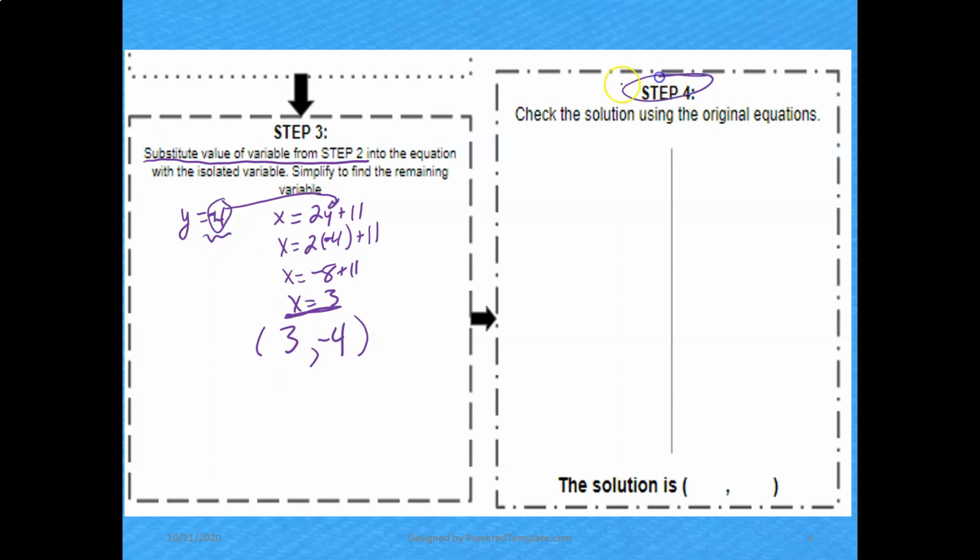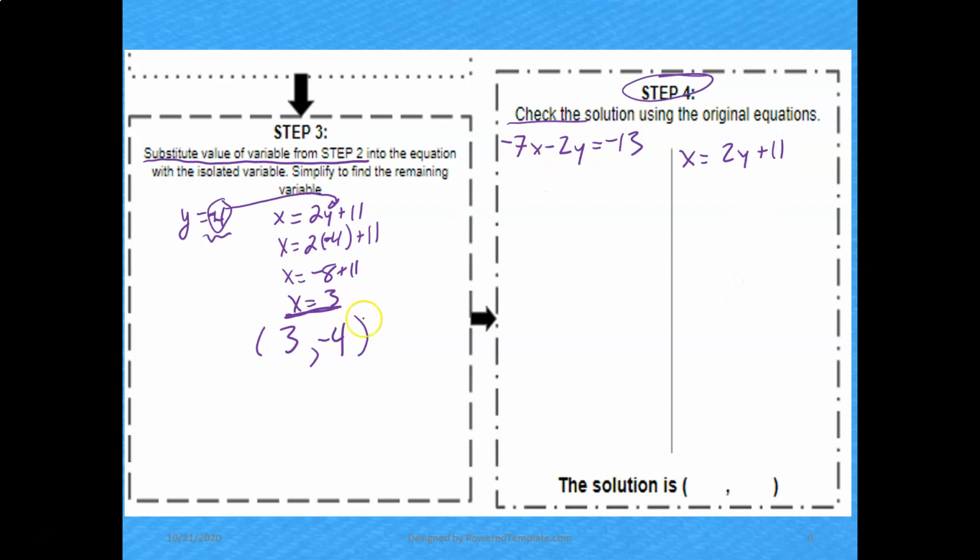But remember, step 4, your final step is to always check. As Ms. Bradagam showed you in the video, you need to check it in both equations. So as a reminder, my first equation was negative 7x minus 2y equals negative 13. The second equation was x equals 2y plus 11.